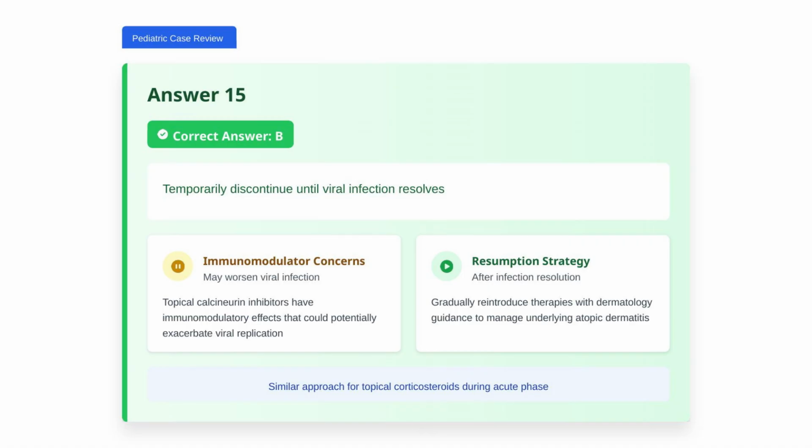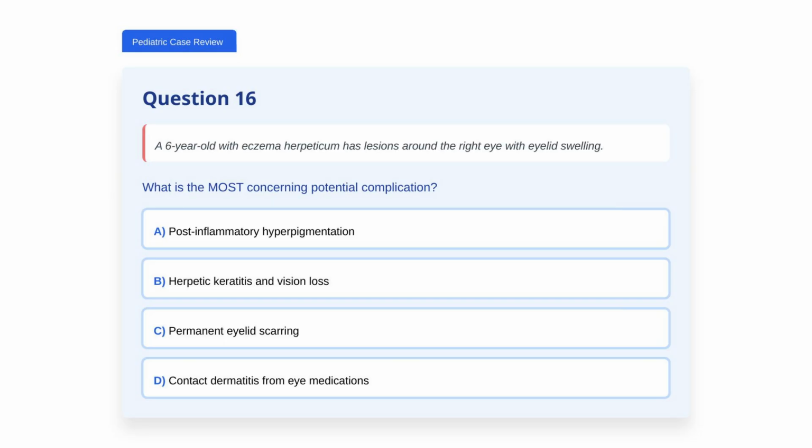Topical calcineurin inhibitors like tacrolimus and pimecrolimus should be temporarily discontinued until the viral infection resolves. These medications have immunomodulatory effects that could theoretically worsen the viral infection. Similarly, topical corticosteroids are typically paused during the acute phase of infection. After resolution of eczema herpeticum, these therapies can be gradually reintroduced, ideally with dermatology guidance to manage the underlying atopic dermatitis. A 6-year-old with eczema herpeticum has lesions around the right eye with eyelid swelling.